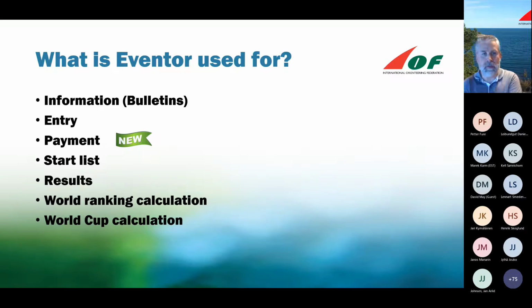What we use Eventor for, we have the information about the races collected in the bulletins. We want to have it uploaded there, so we have an archive also for it. And we have the entry system, and actually new since some days back is that we have a payment solution available. And then start list and results. And in the end, we have the world ranking calculation and World Cup also for races like that.